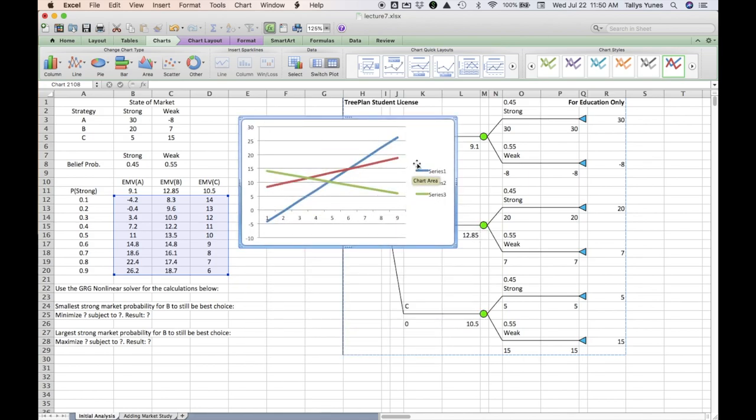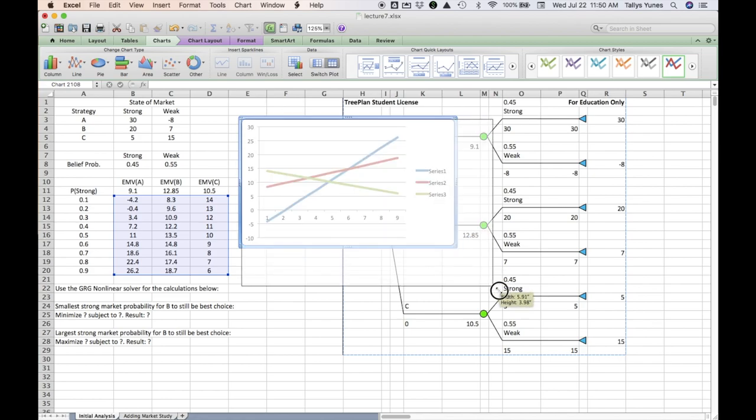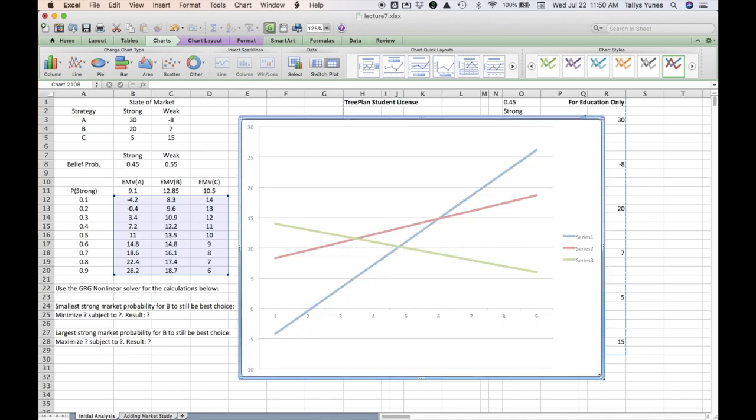So Series is the default name it's giving to the columns. So series one is basically EMV of A, the first column, EMV of B, EMV of C, series one, two, three. I could go in the chart and change the text there, but let's not waste time doing that. I want to show you what this is telling you. And the horizontal axis here just defaulted to 1 through 9, but these are actually the 0.1, the 0.2, and so forth, right? The probability. So what this is saying is, right now, our default, right, was 0.45.